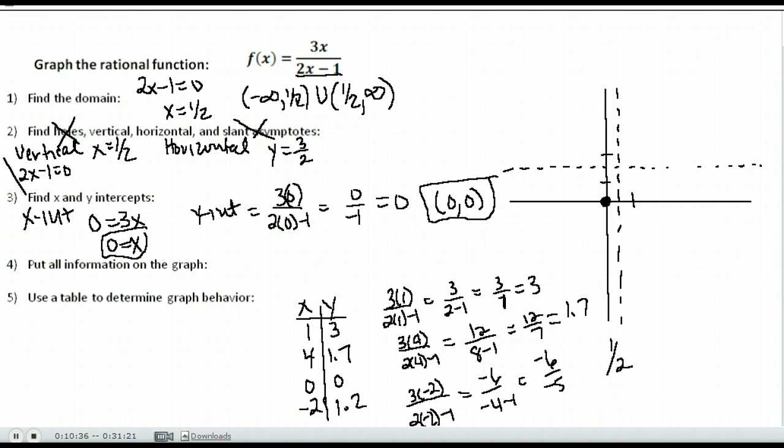So let's put those points on our graph. We have the point 1, 3, and the point 4, 1.7. So just above our asymptote there. So it looks like over here we're going to just follow those asymptotes like this. To the left, we have the point 0, 0, and the point negative 2, 1.2, so a little bit under our asymptote. And it looks like this is also going to just follow those asymptotes. So there is a basic sketch of our graph.